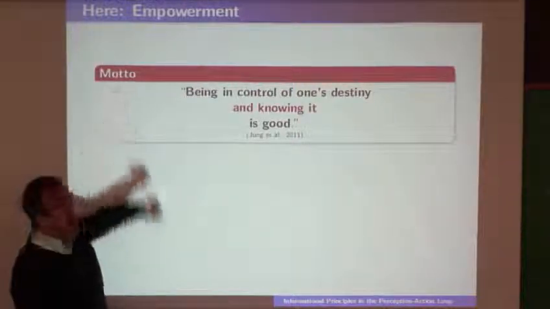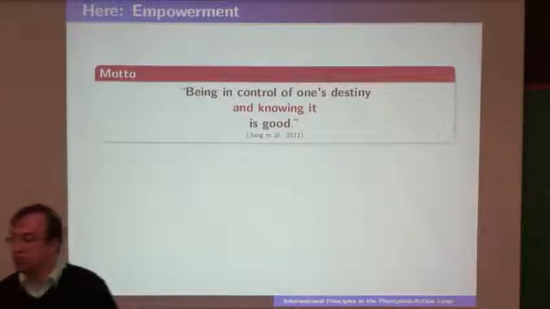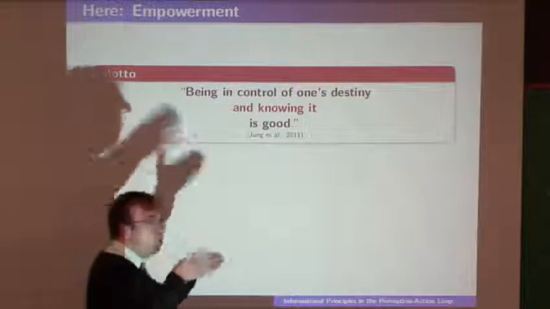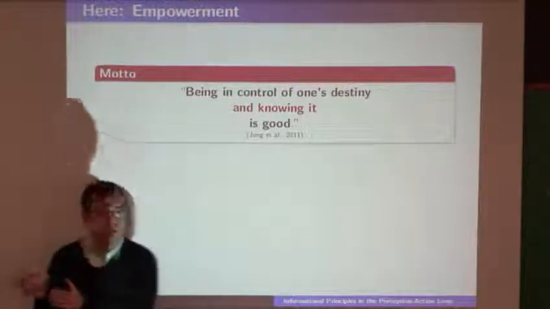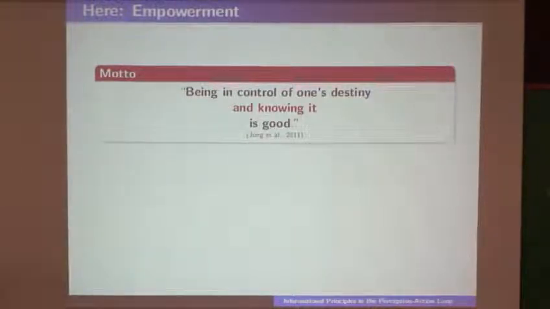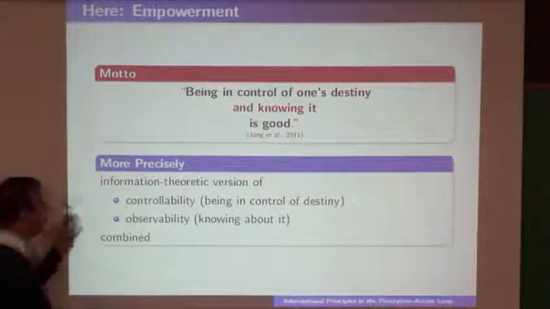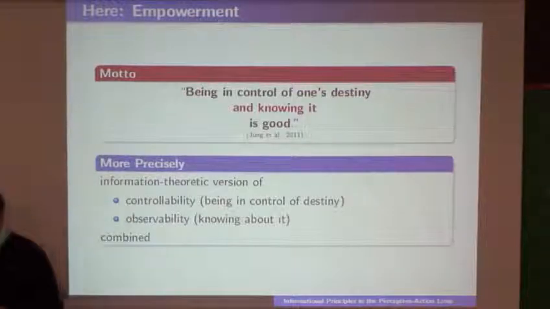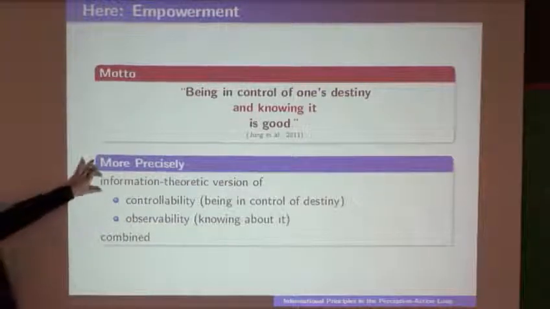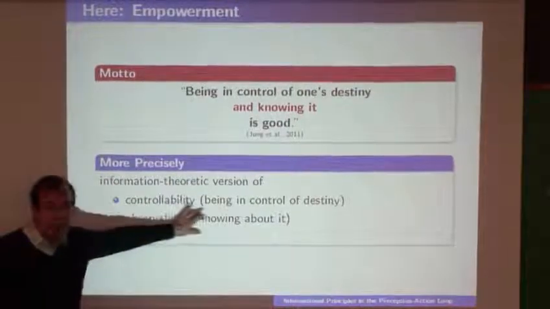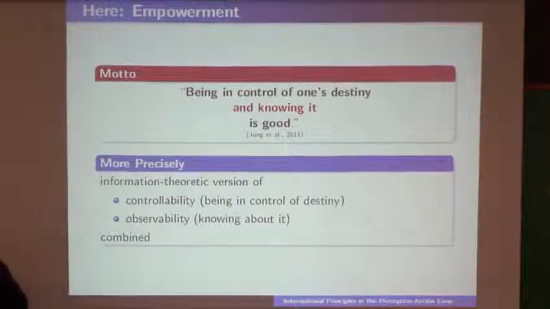That's why we use the word empowerment, which we actually borrowed from the social sciences, because they talk about empowerment if you know you can change the world and you know that you can do it. And very important: if you don't know, it doesn't count. In an information-theoretic or more control-theoretic way, you can consider it as an information-theoretic version of combined controllability and observability. That's how you can read it if you like the more formal approach.